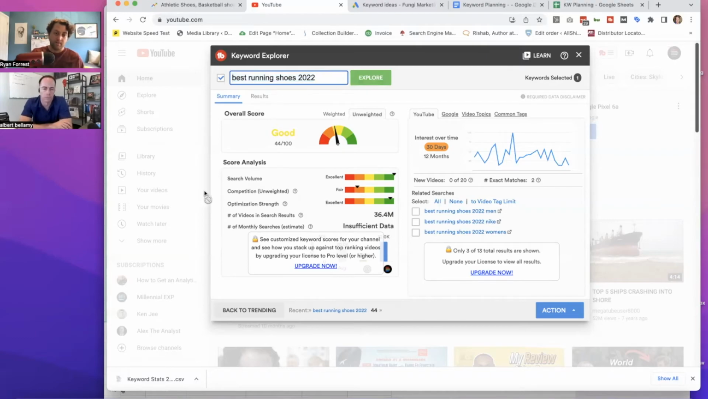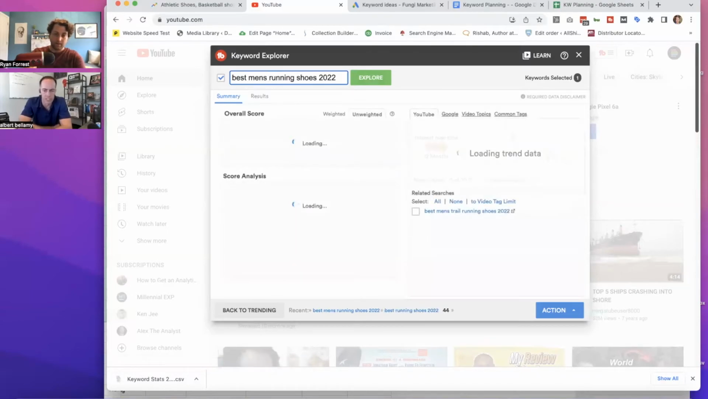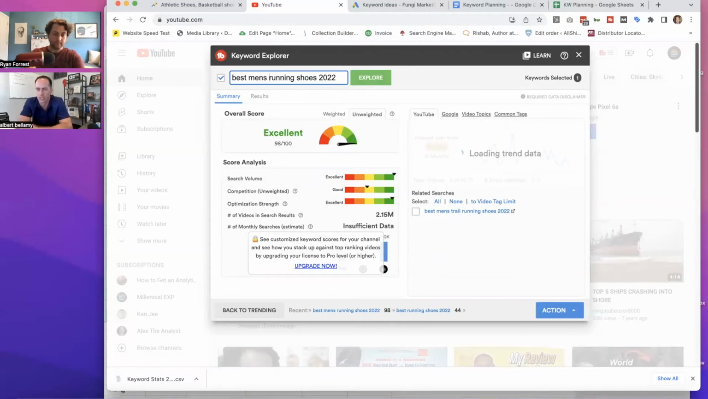So this one has good search volume, a fair amount of competition, and the optimization strength is pretty high, meaning there's not a ton of videos that have this title or these target terms. But let's refine it further to men's. Optimization strength is almost like uniqueness. Is this well trodden ground? Do you have a ton of competition for attention in this space?